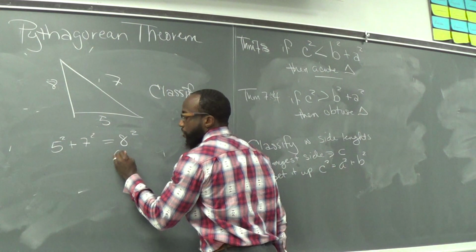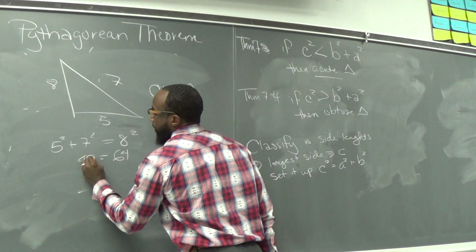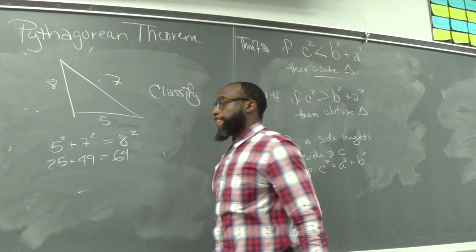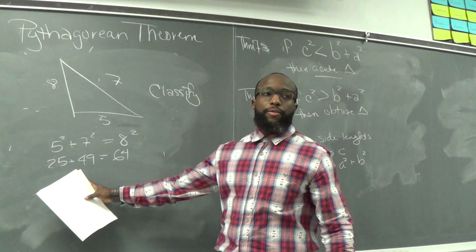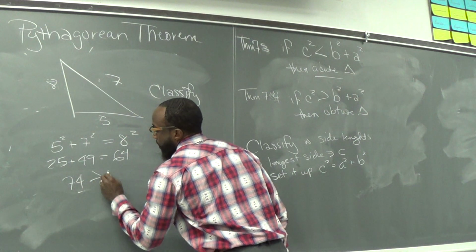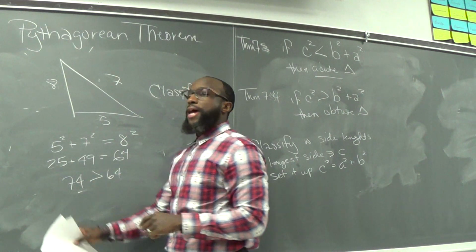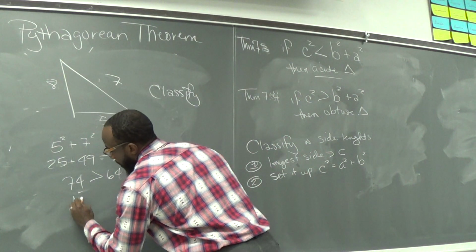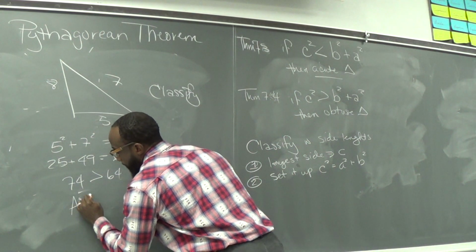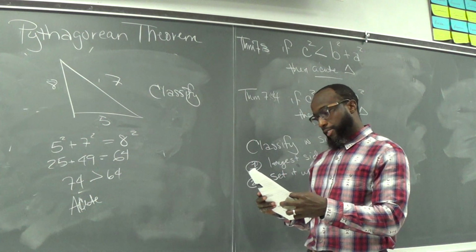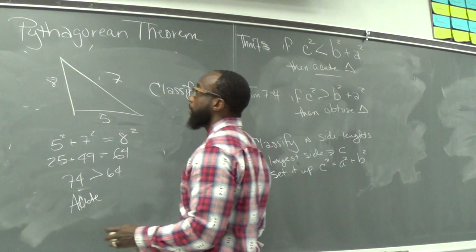Alright, so we got 64, 49, 25. When we add these two together, we get what? 74. 74 is greater than 64. Right, so the A plus the B is greater. So it's what kind of triangle? It's a cutie. Alright? It's a cutie. That was funny. Okay, give your pop for that one.